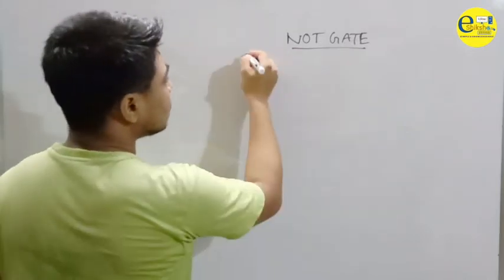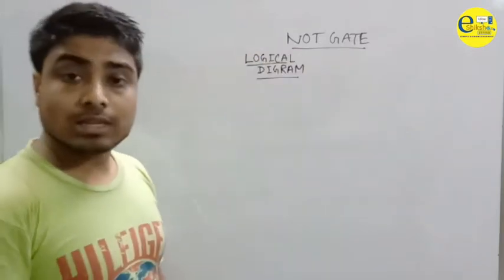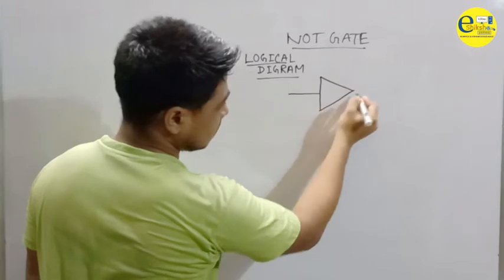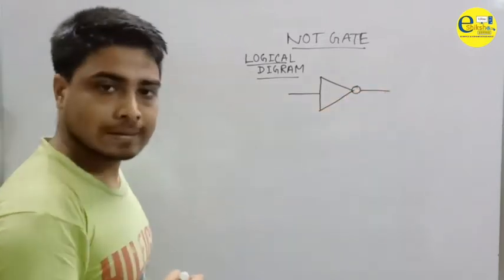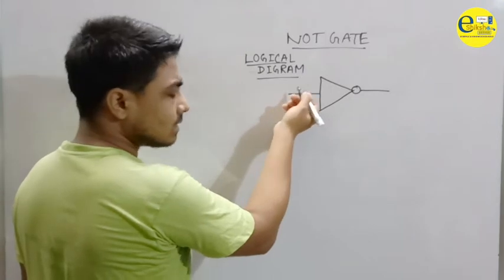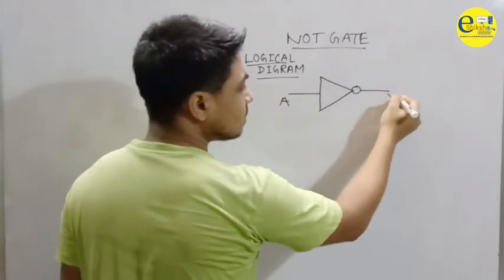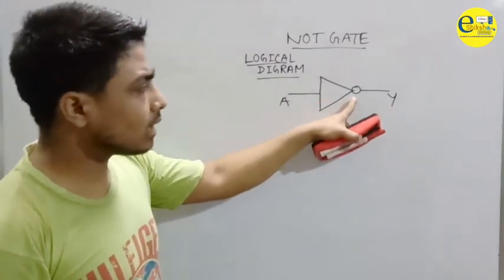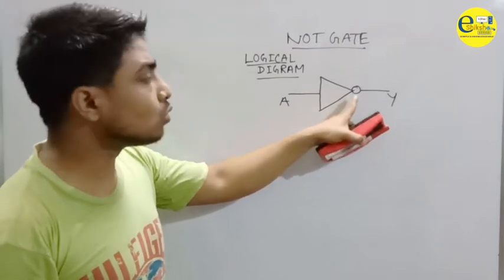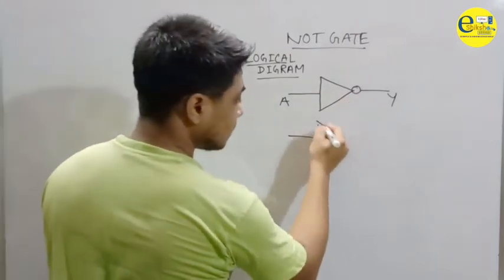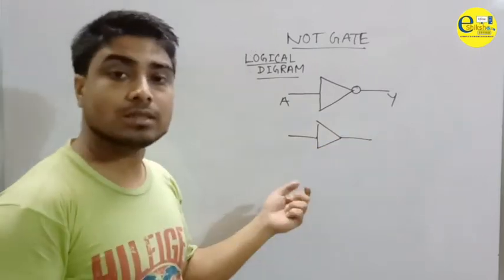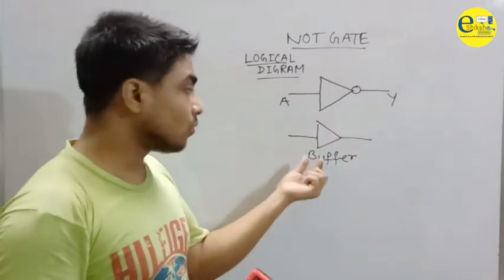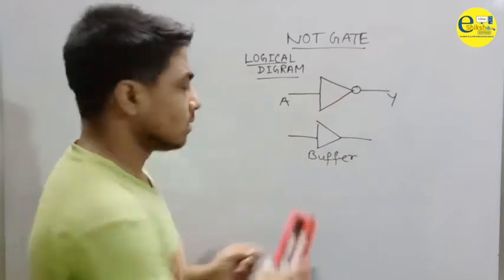So first, the NOT gate. What is the logical diagram of the NOT gate? The logical diagram of the NOT gate is like this. Let's say the input is A and the output is Y. This is the input and this is the output. And don't forget to draw this bubble here, because if you don't draw the bubble, this diagram represents a buffer. Keep in mind, this diagram represents a buffer, so don't forget to draw the bubble. I hope you understand.